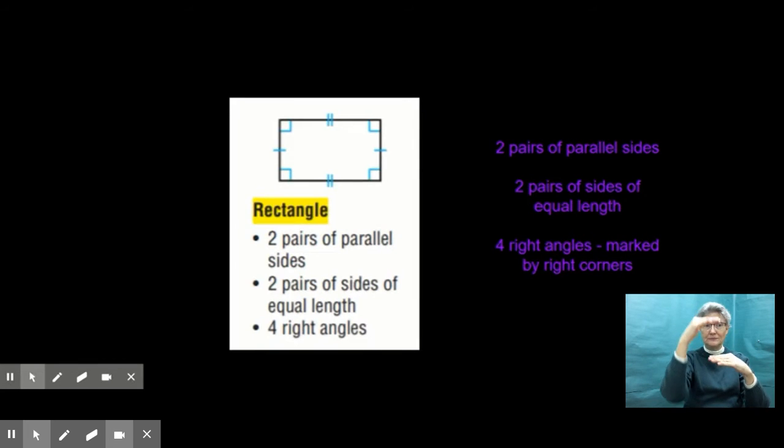Next, I bet this shape is very familiar to you, a rectangle. So there's 2 pairs of parallel sides. There's 2 pairs of sides of equal length, identified by those tick marks again. And then 4 right angles, which are marked by those little squares in the corner, those right corners. So that's identified for us. That tells us that that is a right angle. And a rectangle has 4 right angles. And you'll notice some of these attributes are what distinguish them from each other, right? So you'll see that this rectangle is different than a parallelogram because of the right angles. And we'll get more into that in a bit.